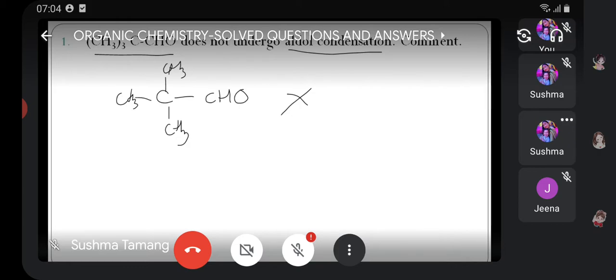So this is your functional group, right? The immediate next carbon is your alpha carbon. Now to this alpha carbon, there is no hydrogen attached as such, right? So that means this is a compound with no alpha hydrogen, and this is the reason why this one will not undergo aldol condensation.